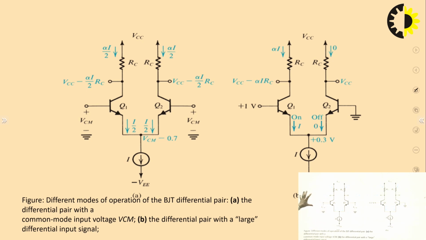So, if you will see, this is the differential pair with a common mode input voltage. In this case, you can see differential mode operation is there. How? Let us come to this. Same voltages are applied at the 2 inputs. So, this is called common mode operation. It is represented by common mode voltage. However, this voltage can be any voltage. It can be 2, 3, 4, whatever. We have simply represented by VCM.